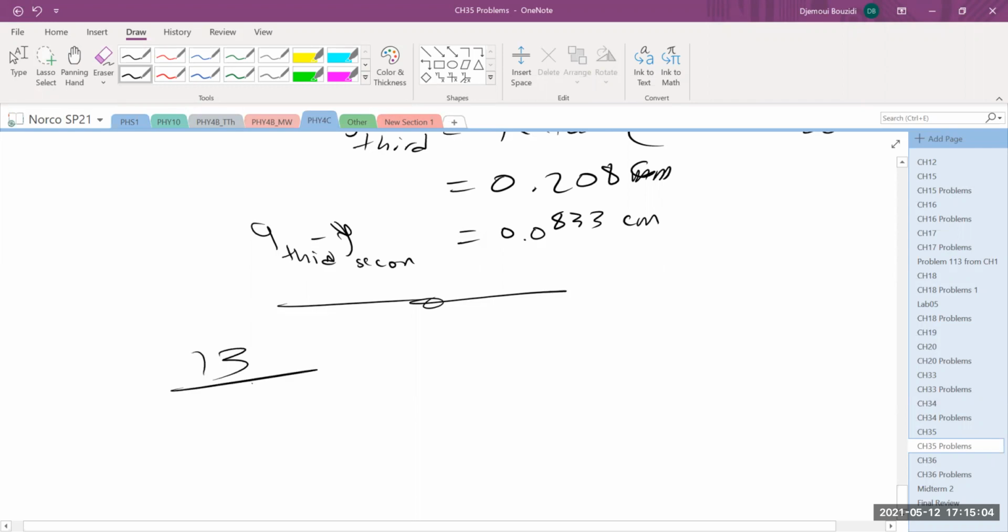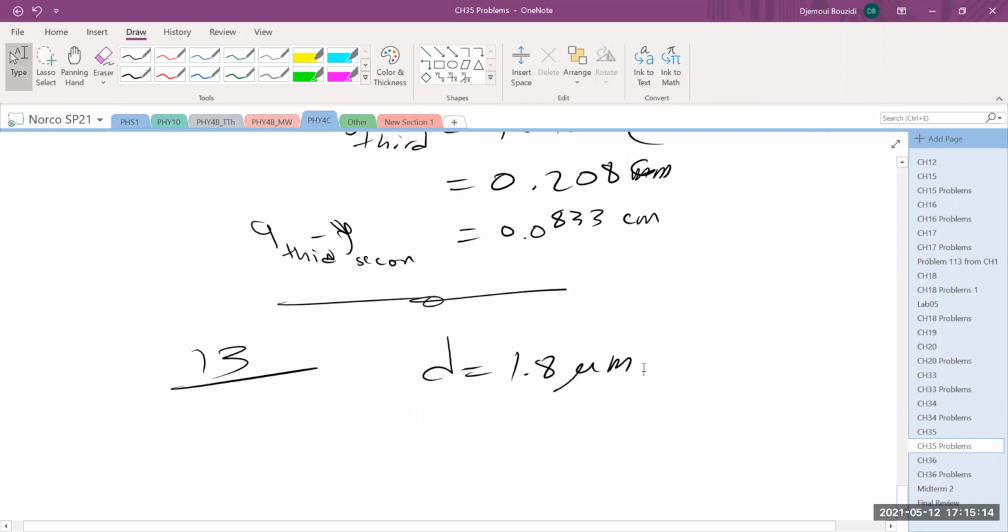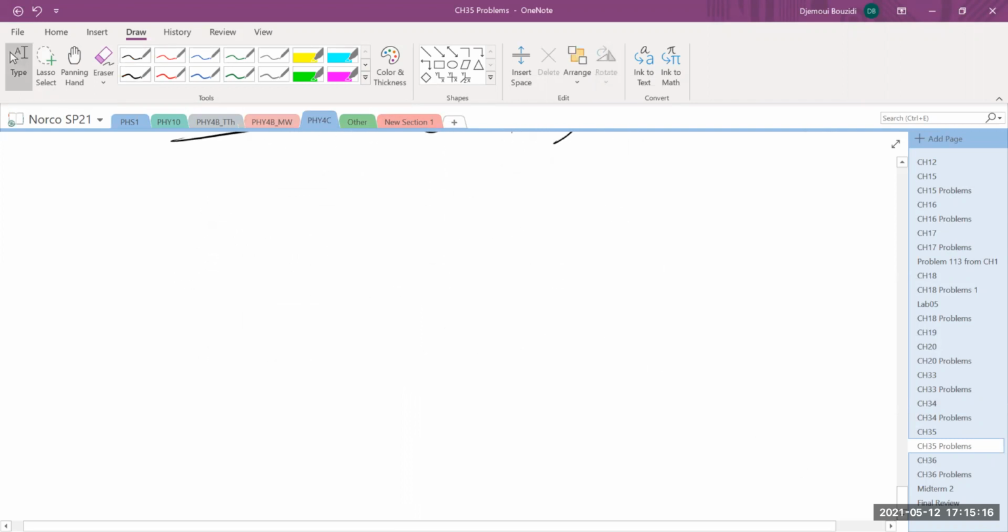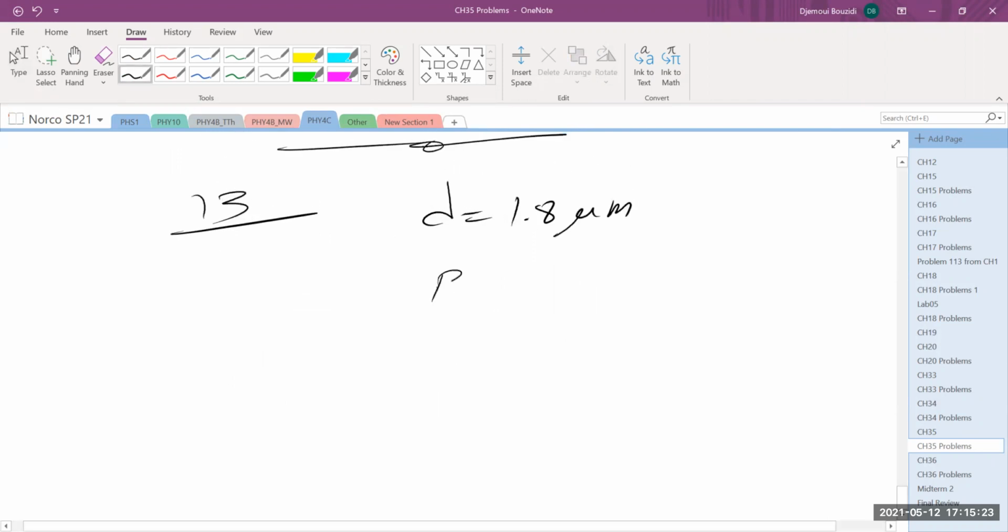Problem 13 says two very narrow slits are spaced 1.8 micrometers apart and placed 35 centimeters from the screen. So they gave us d to be 1.8 micrometers. They gave us R to be 35 centimeters, which is even smaller than in the previous problem.